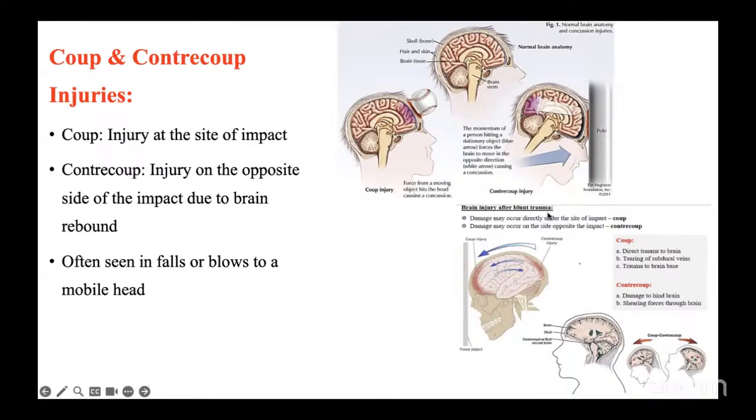I'll explain a little. Brain injury after brain trauma may occur directly under the site of the impact, which is called coup, and on the opposite side of the impact, which is counter coup. In the coup injury, there will be direct trauma to the brain, and tearing of the subdural veins can occur, which causes trauma to the brain base. In the counter coup, there will be damage to the hindbrain, and it is due to the shearing forces through the brain.